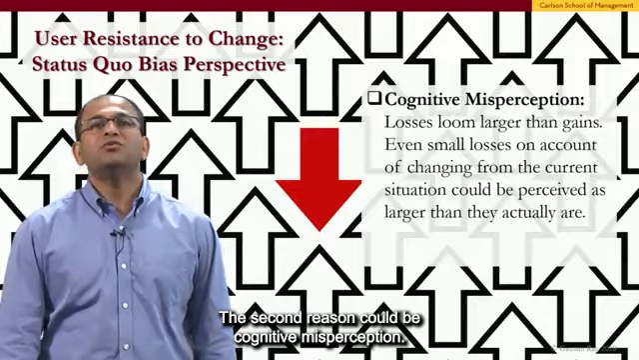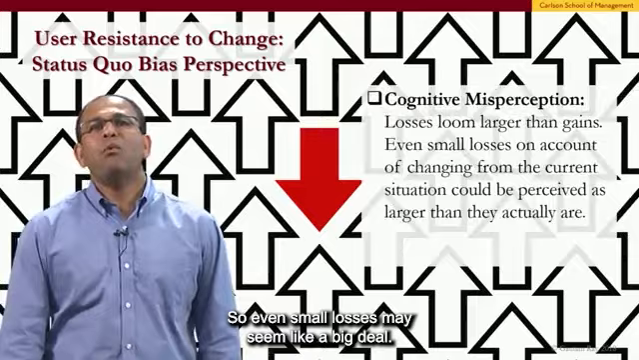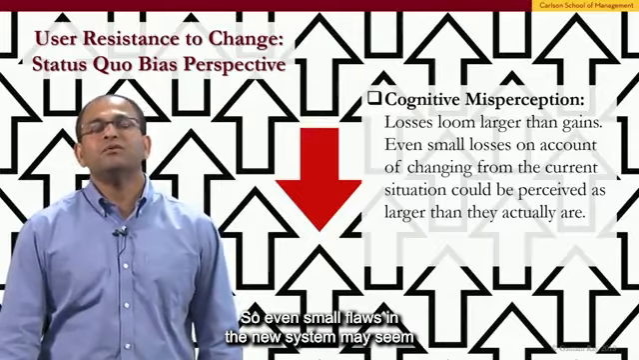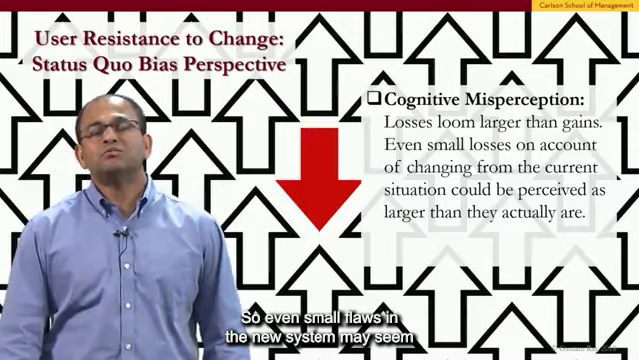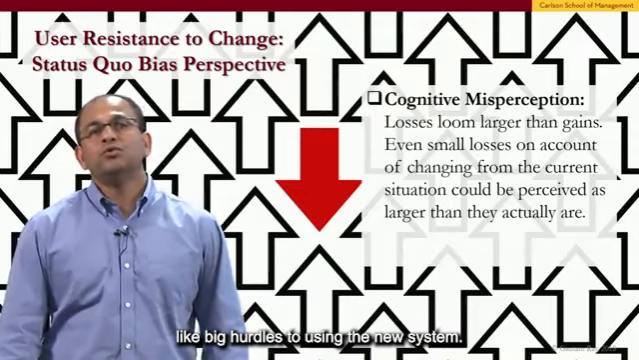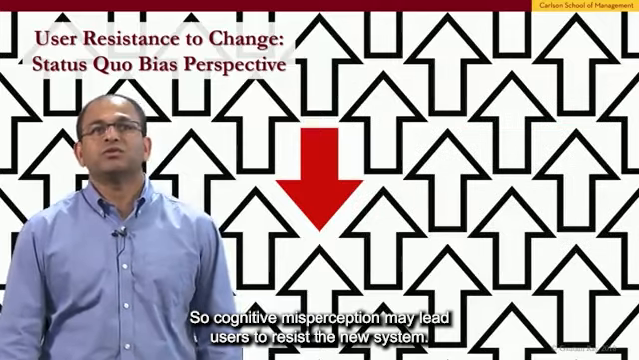The second reason could be cognitive misperception. So even small losses may seem like a big deal. So even small flaws in the new system may seem like big hurdles to using the new system. So cognitive misperception may lead users to resist the new system.